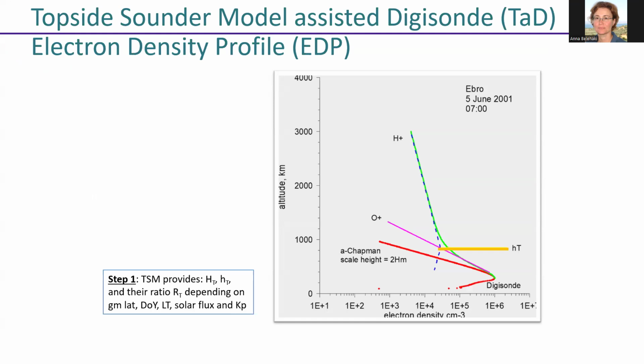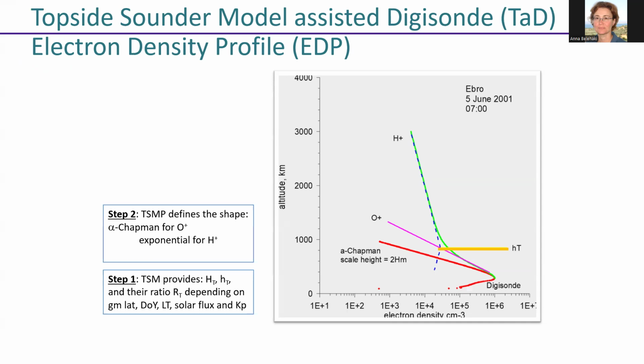This model is based on electron density profiles from Alouette and ISIS data, and from each topside profile we extract the scale height and the transition height, and we calculate the ratio. And then, based on the analysis of millions of profiles, we can construct empirical equations of the scale height and transition height, depending on the geomagnetic latitude, day of year, local time, solar flux, and Kp index.